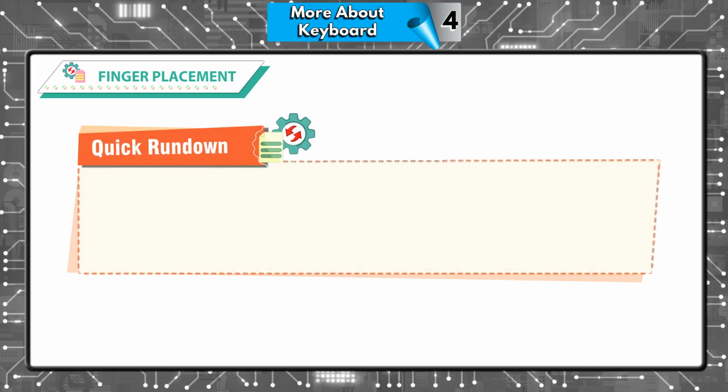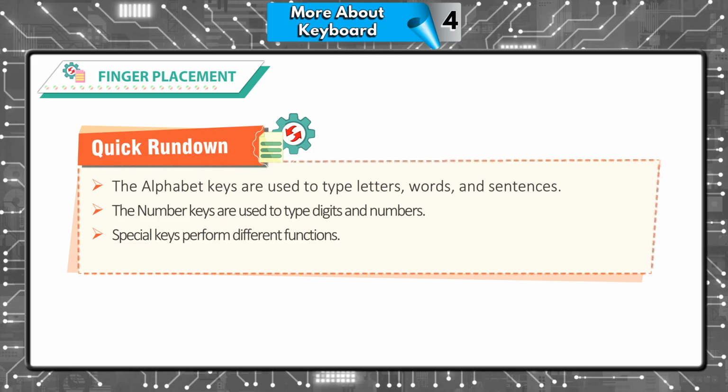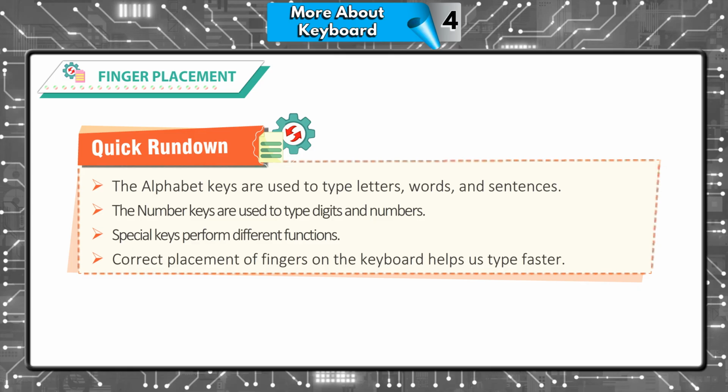Quick rundown. The alphabet keys are used to type letters, words, and sentences. The number keys are used to type digits and numbers. Special keys perform different functions. Correct placement of fingers on the keyboard helps us type faster.